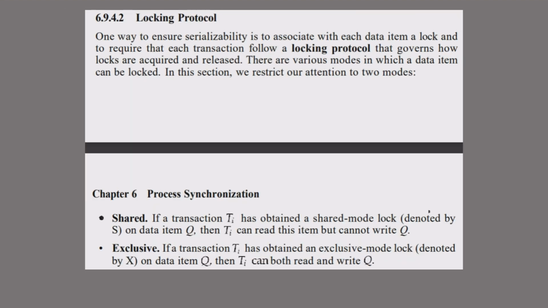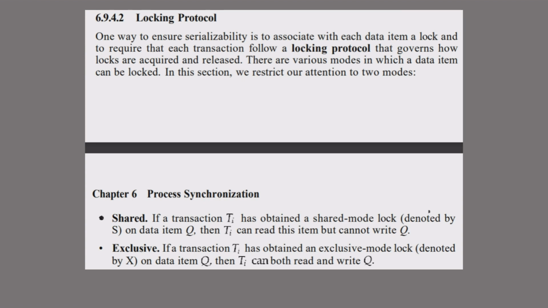Locking protocol. One way to ensure serializability is to associate with each data item a lock and to require that each transaction follow a locking protocol that governs how locks are acquired and released. There are various modes in which a data item can be locked. In this section, we restrict our attention to two modes: shared mode and exclusive mode.